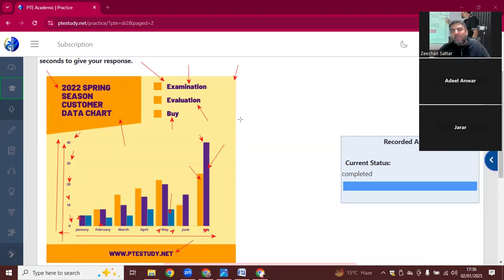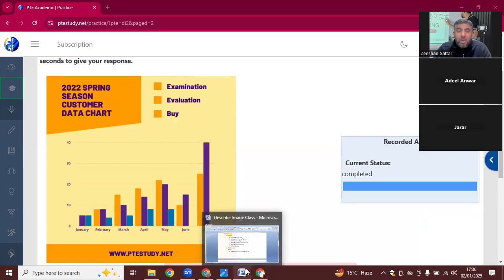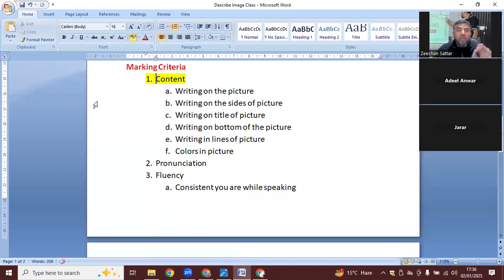How will you answer? I will just explain in a while. मैं थोड़ी देर में बता रहा हूँ कैसे इसको answer करना है. But all of what is mentioned on the picture is known as the content, and we have to sentence wise, हमें जब बोलना है sentences बनाने हैं तो we have to cover each and every specific word that is given on the picture. I mean to say every writing on the picture, sides of the picture, title of the picture, bottom of the picture, lines of the picture, colors of the picture, each and everything will be known as a content.